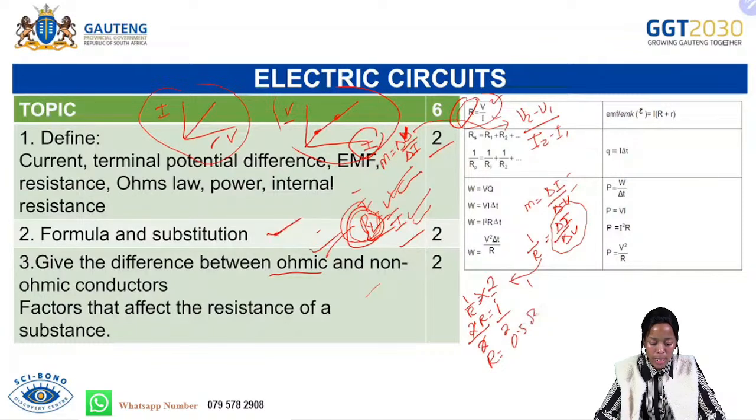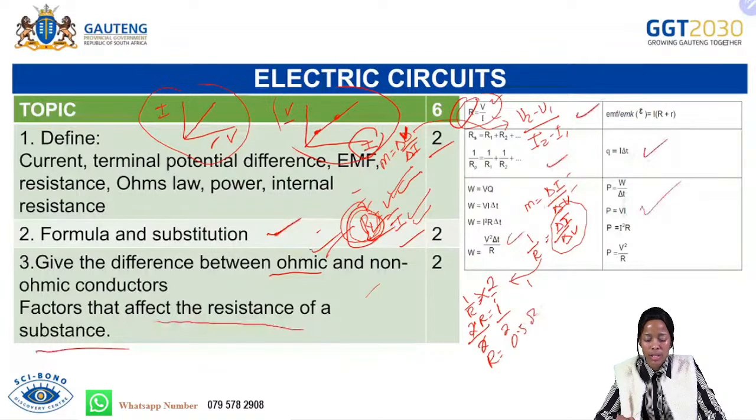Then we are saying that we will have formula and substitution. So just make sure that you familiarize yourself with the formulas that we have there in your electric circuits, and that you are able to substitute and get your answer there. Then number 3, it says here factors that affect the resistance of a substance. So just make sure that you know those factors for the examination there, okay?